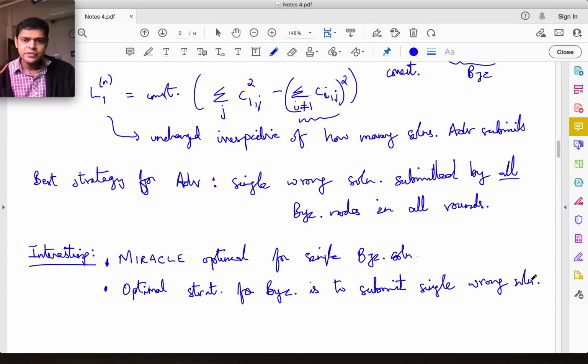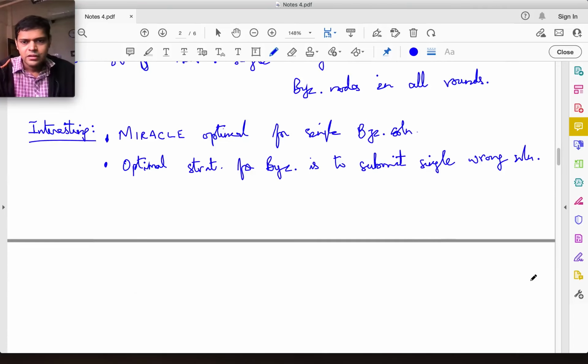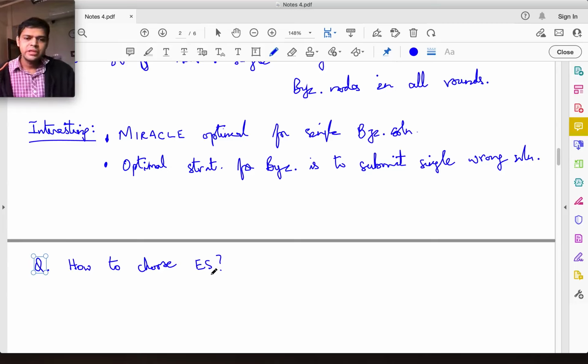So there are a few other issues which we need to consider. How would we choose this execution set? And also what if we allow rational nodes among the stake pool nodes? So if we replace honest nodes by rational nodes?